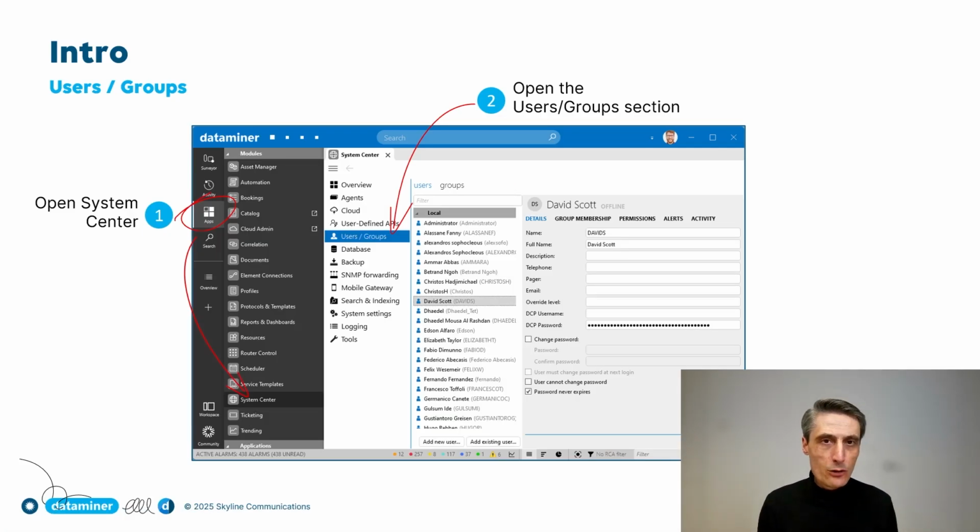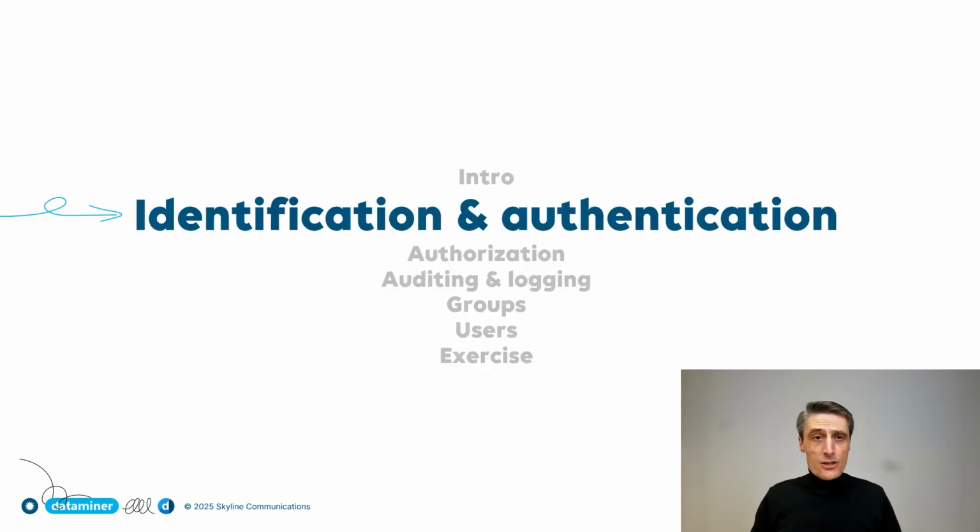So that's how the UI looks. Very simple. We have some users and we can add them to some groups to define what they can or cannot see. Okay, so first of all, the identification and authentication.